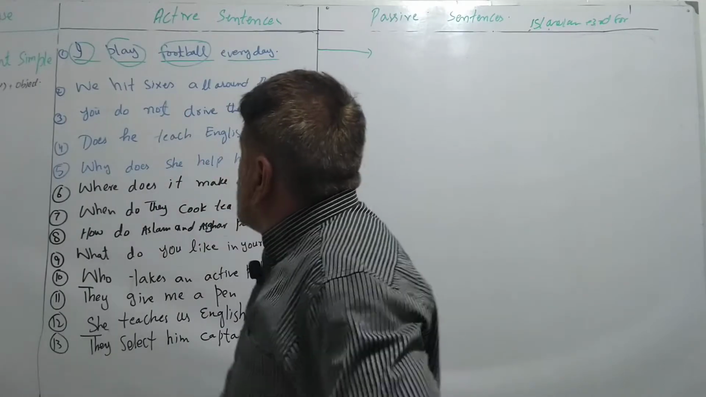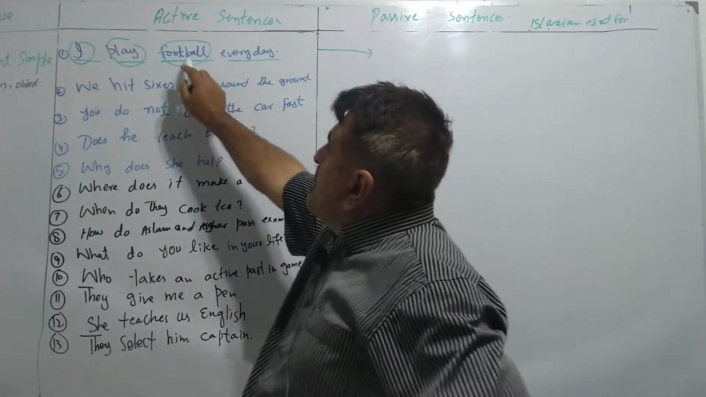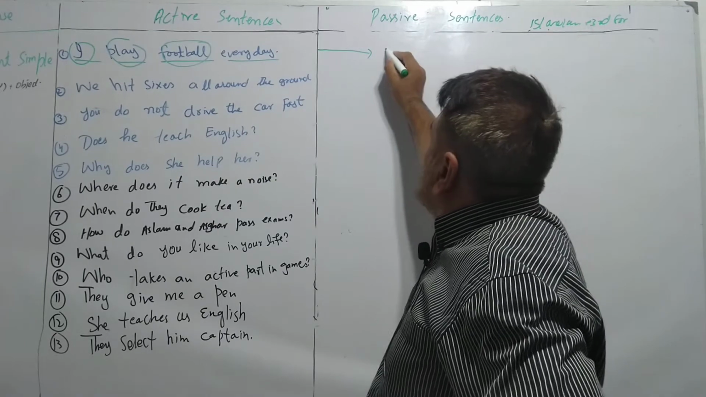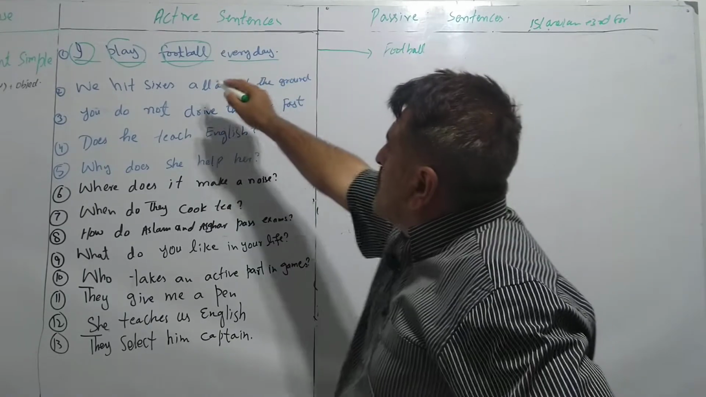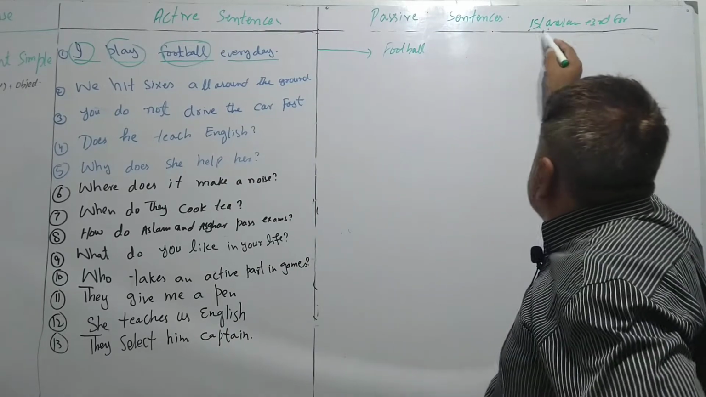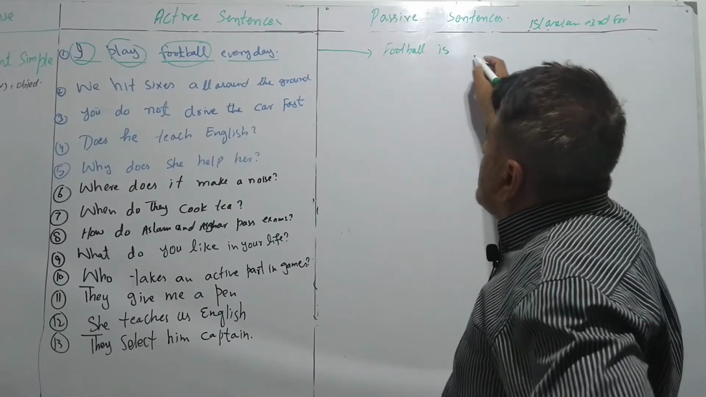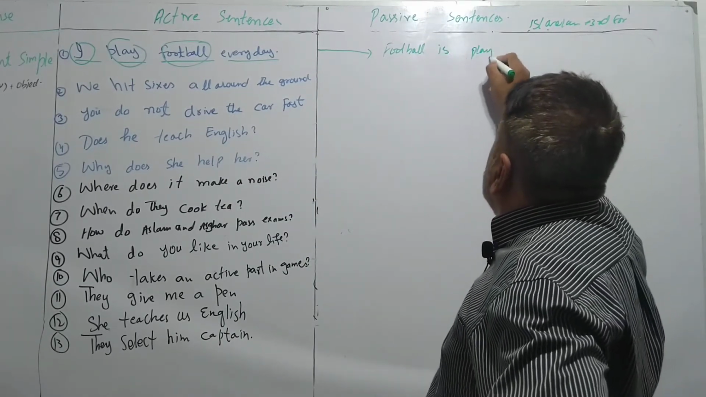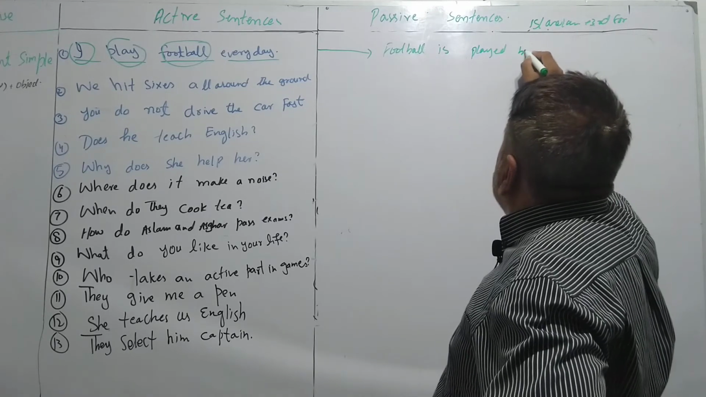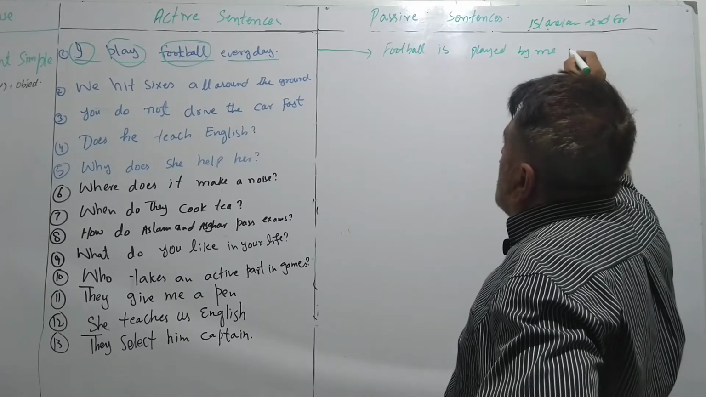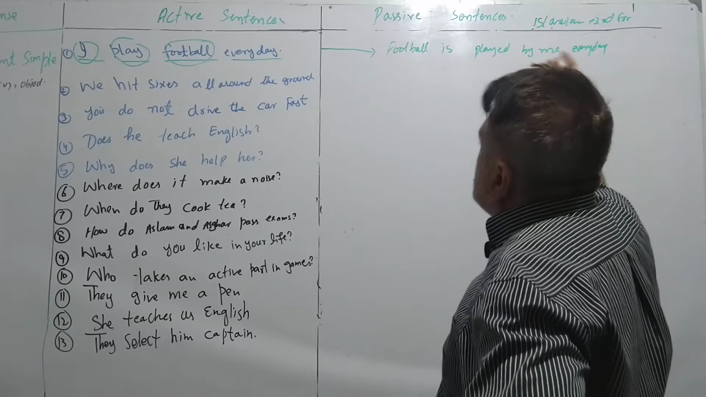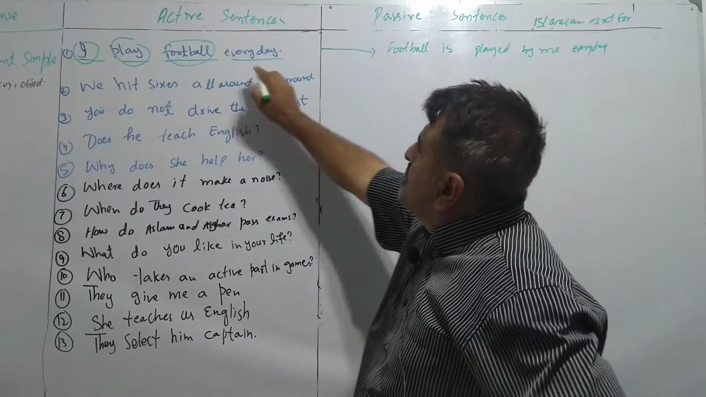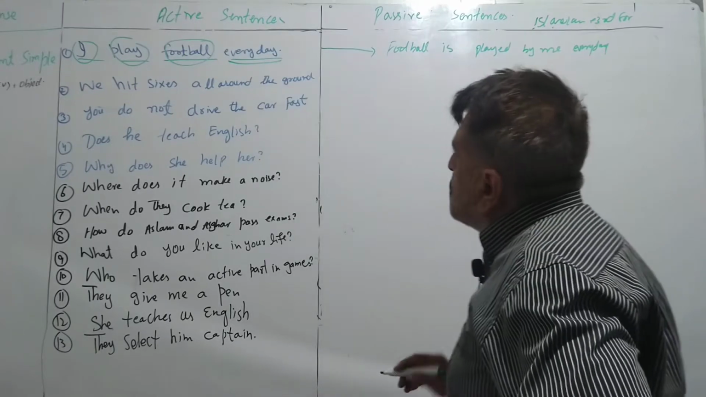Object may be singular, object may be plural. So this is very important. Suppose I have recognized the object, so I should write football. Football is singular, so I should put is. Football is played by me every day. So I have put I in the objective case, and this is the adverb, so you can put it anywhere, it doesn't matter.